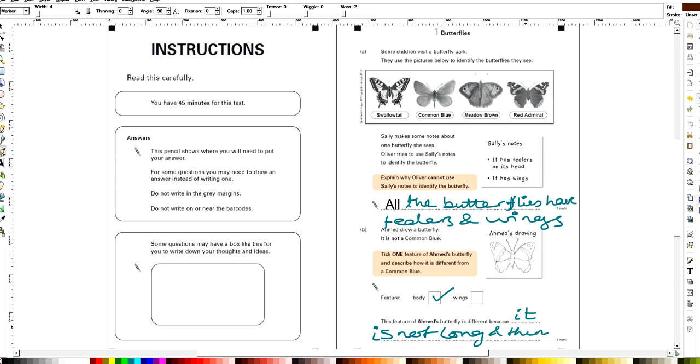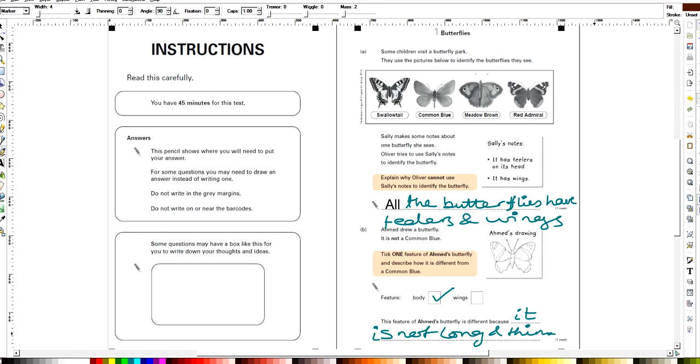Okay, right. Give me one from the wings. Because the common blue's wings are just boring and plain, well, boring and plain, that's not exactly scientific. Why can't we just say the common blue's wings have got no patterns on them, whereas Ahmed's drawing has patterns? So that could be if you use the wings tick. So we can have different options for the answers there. Well done. That's good. Okay, are we happy with that? Yes? We got the answers on that.